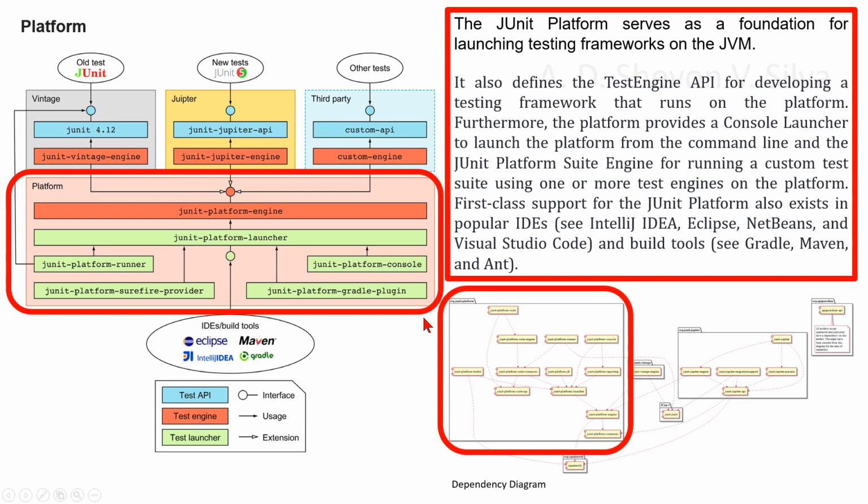Furthermore, the platform provides a console launcher to launch the platform from the command line, and the JUnit platform suite engine for running a custom test suite using one or more test engines on the platform. First class support for the JUnit platform also exists in the popular IDEs, like IntelliJ IDEA, Eclipse, NetBeans, and Visual Studio Code, and build tools like Gradle, Maven, and Ant.